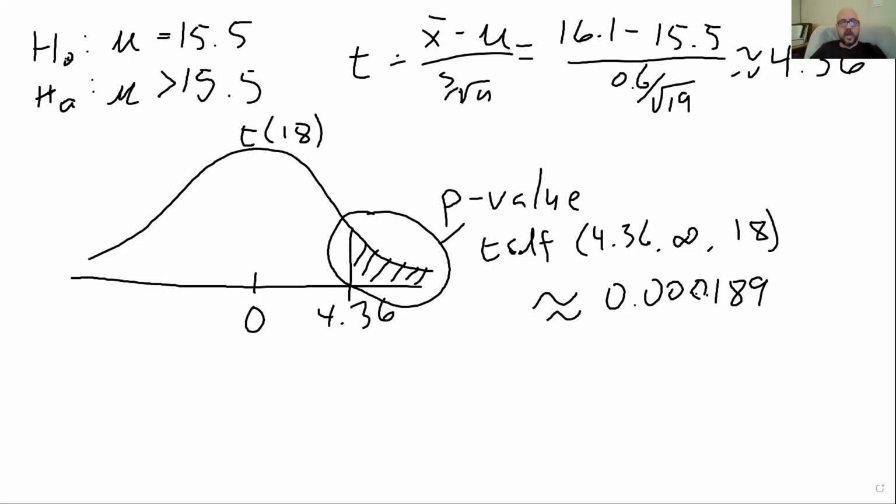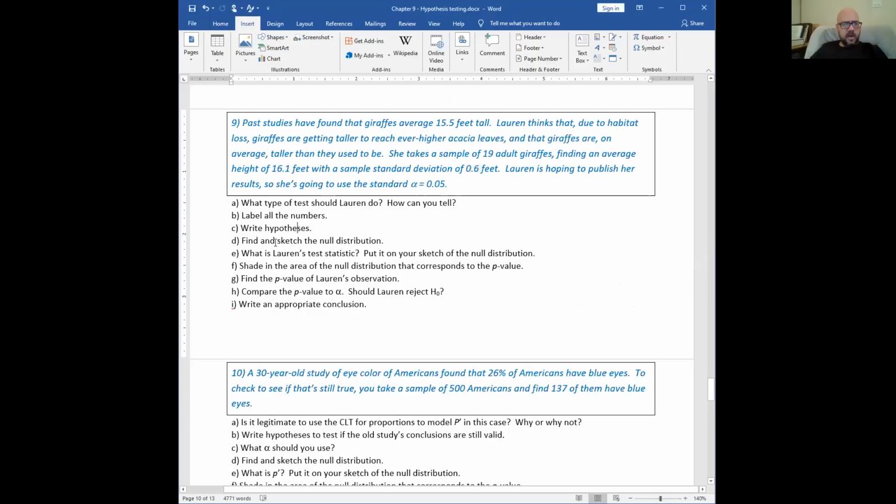I forgot what order I asked the questions in, but let's go look. All right, find and sketch the null distribution. We did that. What's Lauren's test statistic? That was the t. That's t equals 4.36. Shade in the area, we did that. Find the p-value, we did that. Compare the p-value to alpha, smaller. Should Lauren reject the null hypothesis? She should.